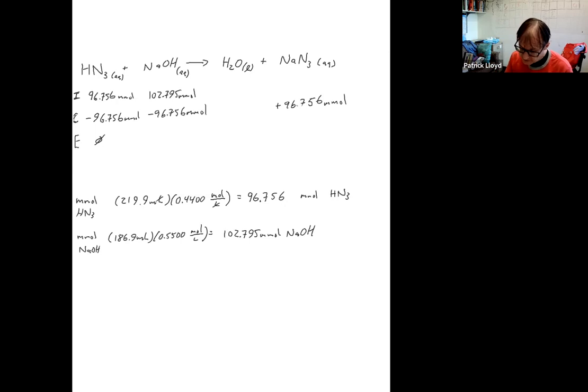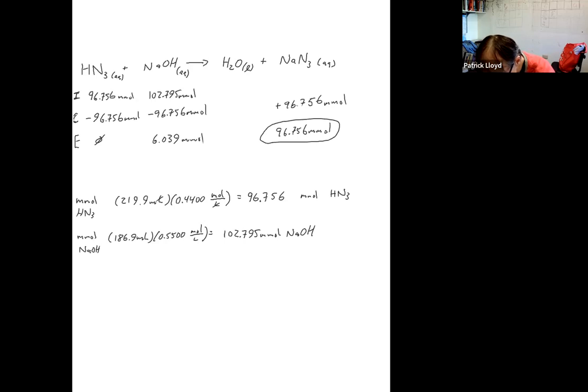Now how much NaOH are we going to have? 102.795 minus 96.756. Again, you really have to be very careful. You're entering a lot of numbers. So you're going to end up with 6.039 millimoles of NaOH. And then you're going to have 96.756 millimoles here.